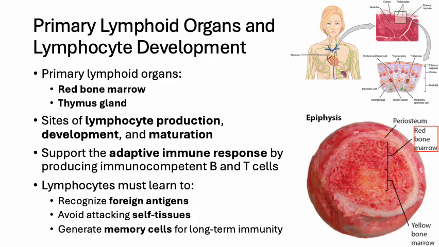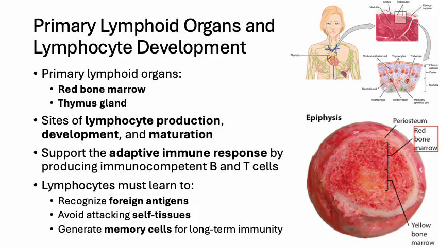The primary lymphoid organs are responsible for generating and developing the cells that carry out the adaptive immune response. These organs include the red bone marrow and thymus glands. Within these structures, lymphocytes, specifically B and T cells, undergo critical developmental processes that allow them to function properly. These include learning to recognize foreign antigens, avoid reacting to self-antigens, and eventually remember encountering pathogens by forming memory cells.